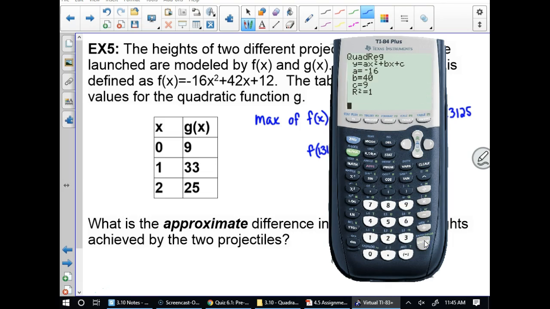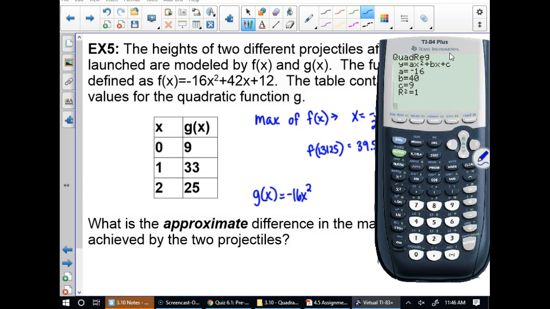And it actually gave us a really nice equation here. Our g of x, I'm going to write it down, is negative 16x squared plus 40x plus 9. And you can see that r squared value is 1, so it means that it fit perfectly.